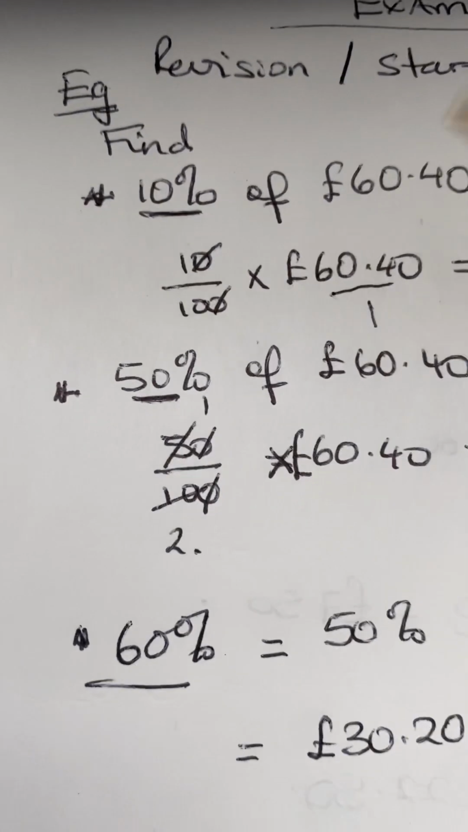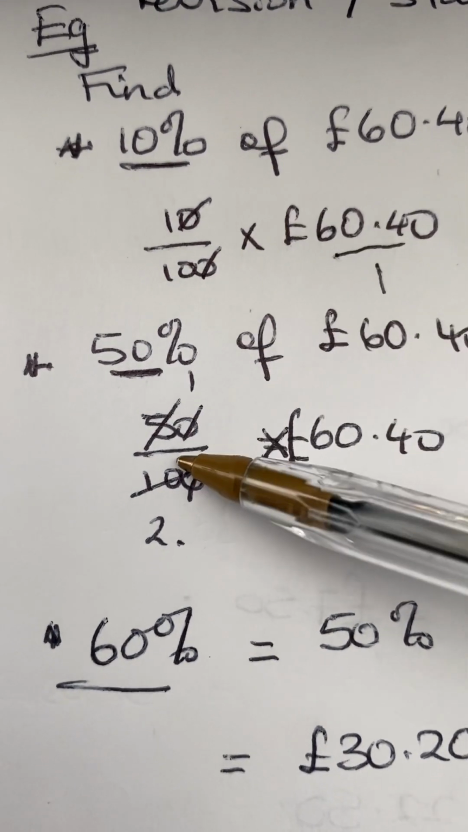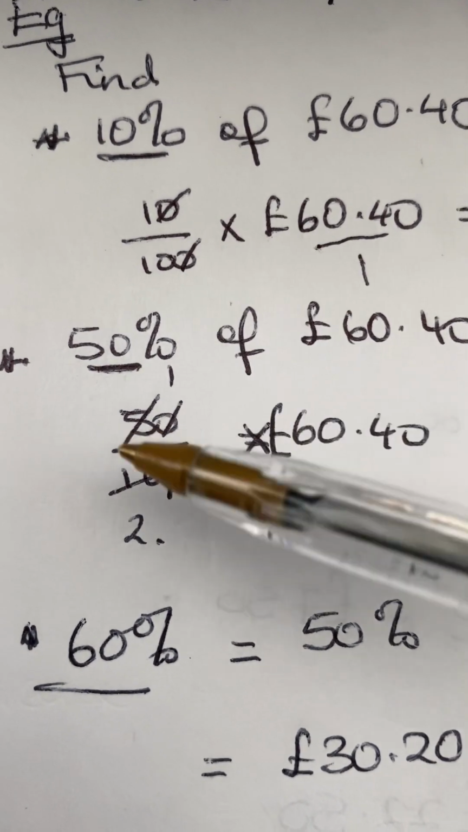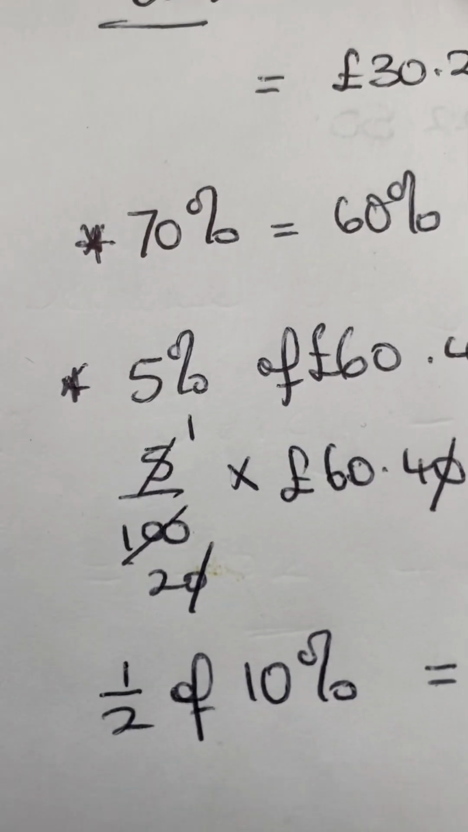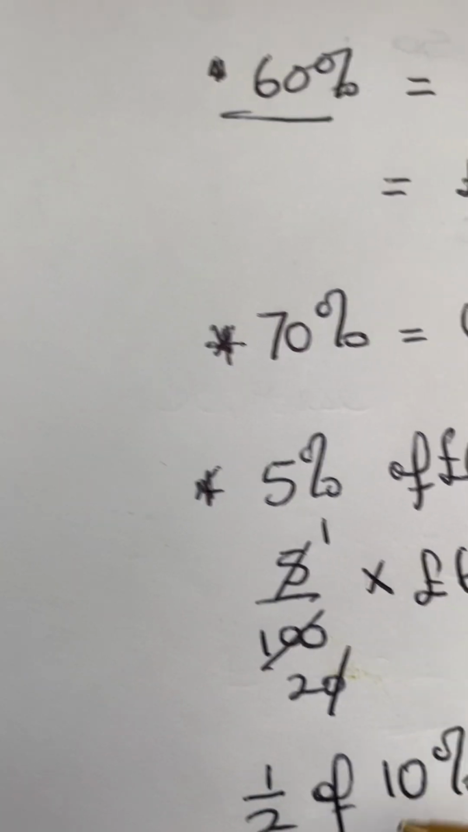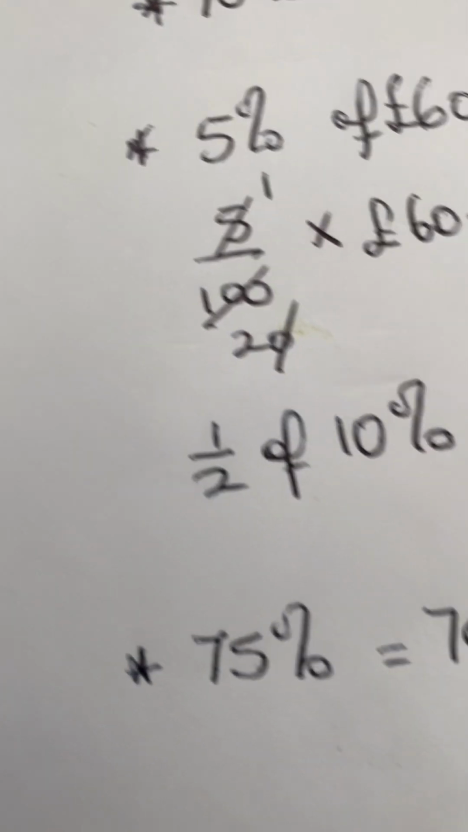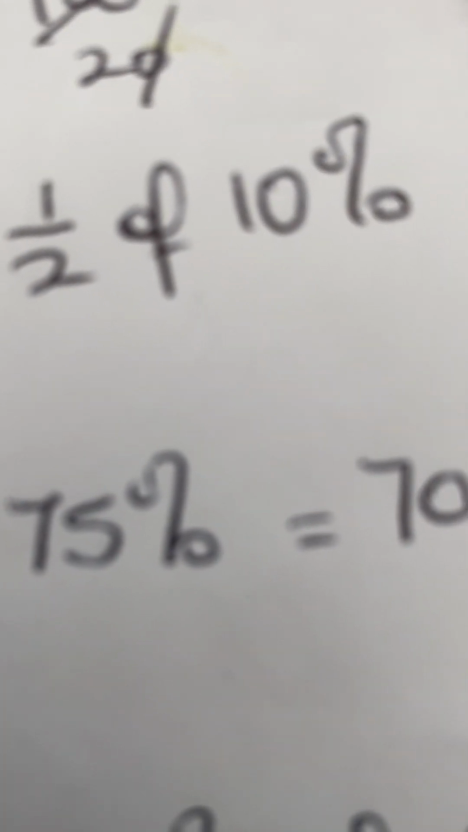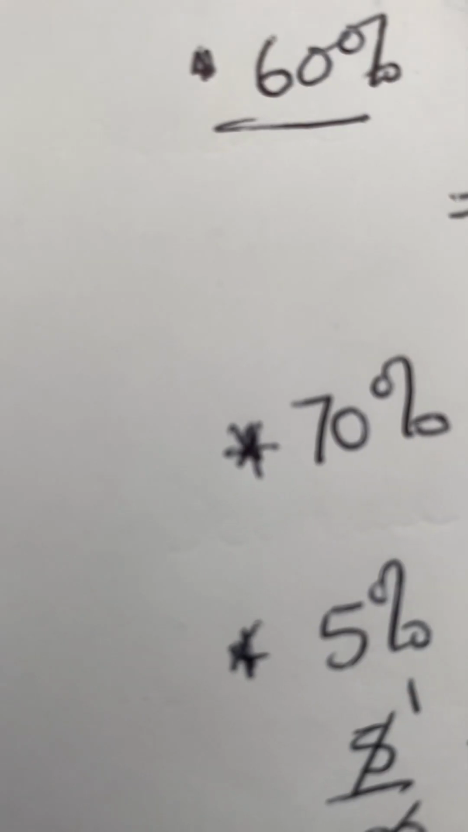Okay, so what I'm showing you is, if you can get 10% or 50% or 5%, you can make a lot of these other percentages: 70, 75, 25, 85, 95. Okay, now this is our warm up.